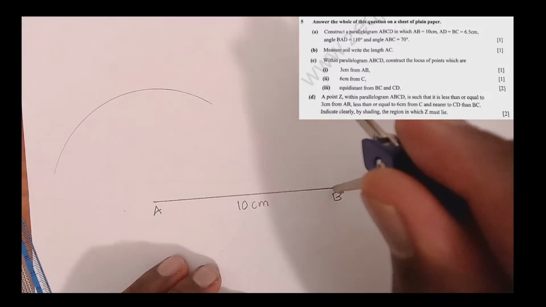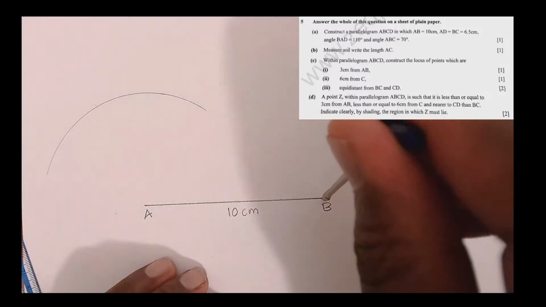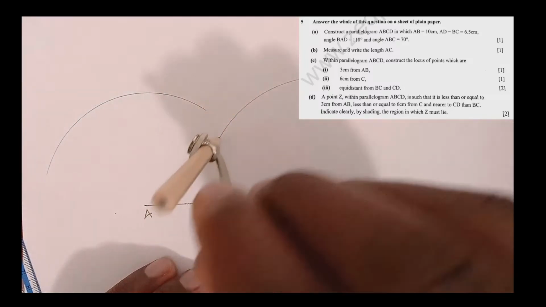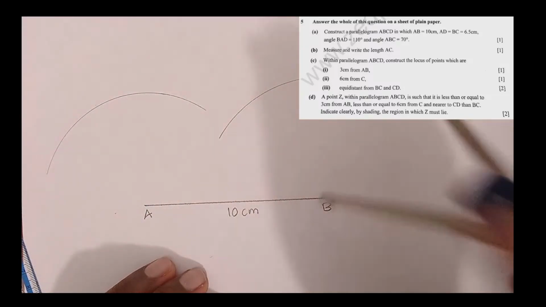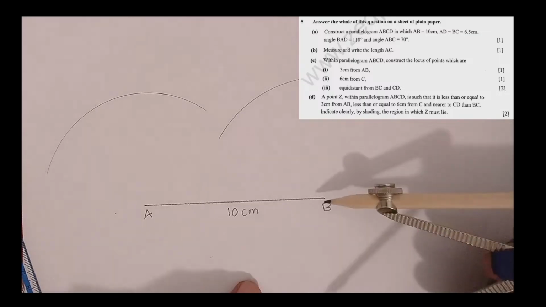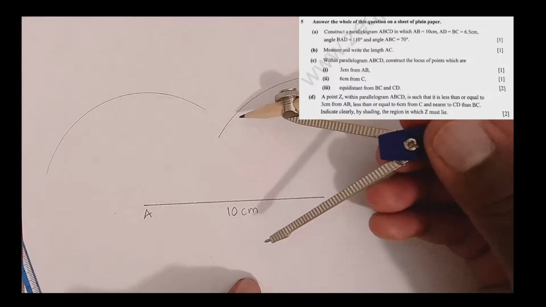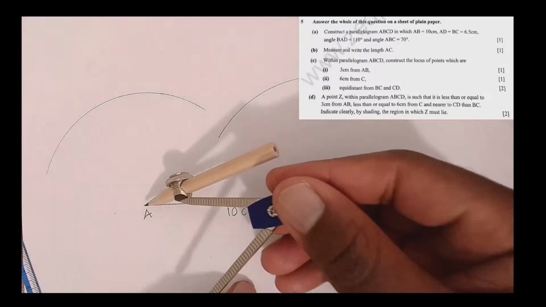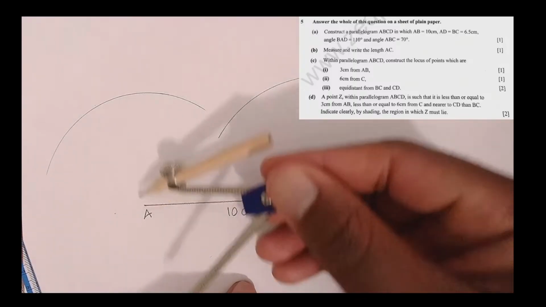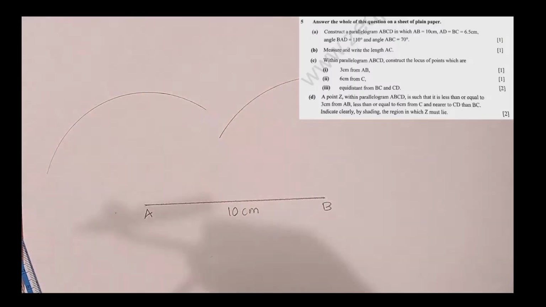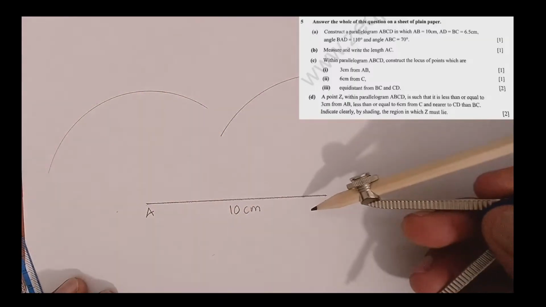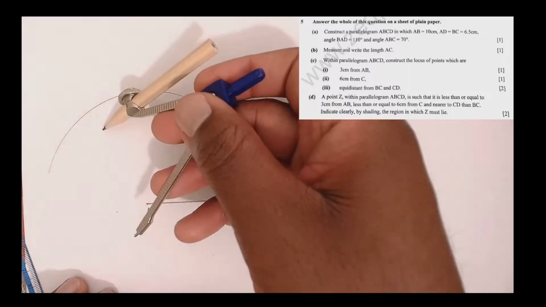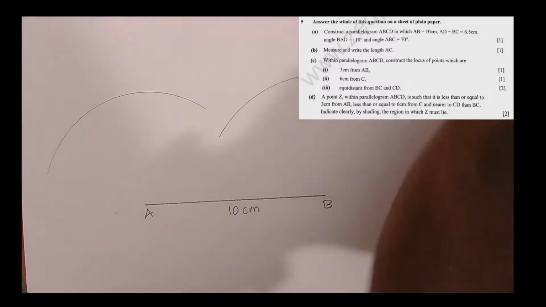So let's go to B and do the same. So I draw the same arc. All right, so like that, right? So I know that from B, my C is going to be on this arc, and then my D is going to be on this arc. All right, so what we know is that BAD is 110 degrees.